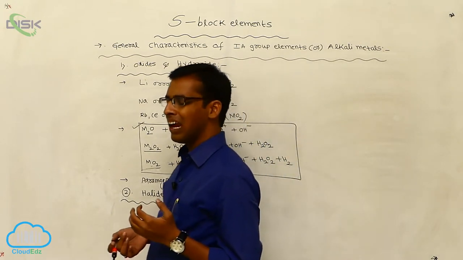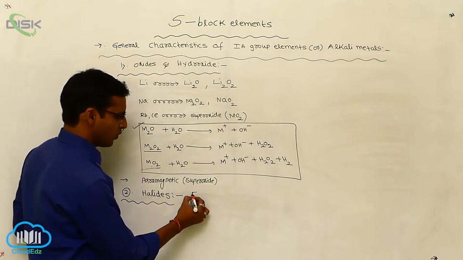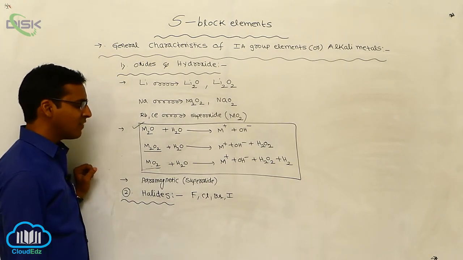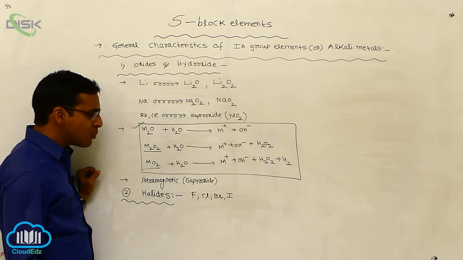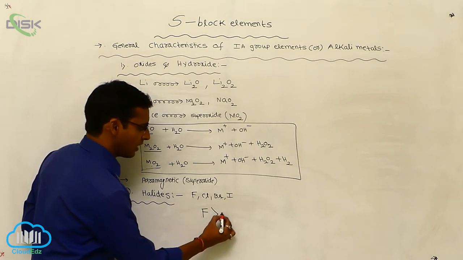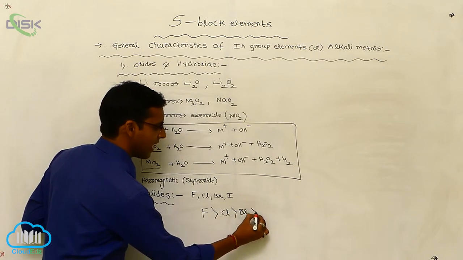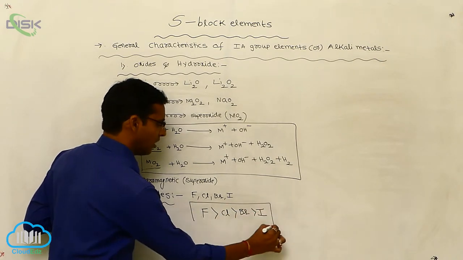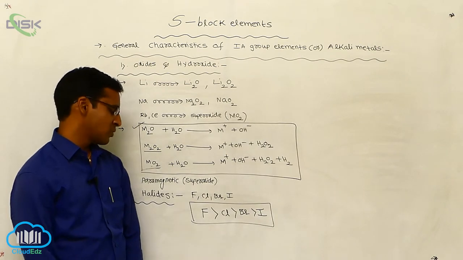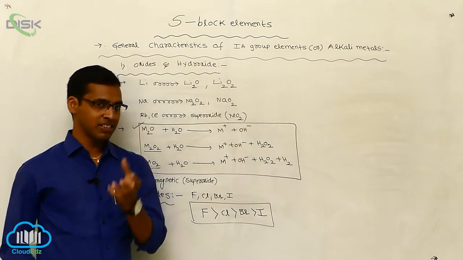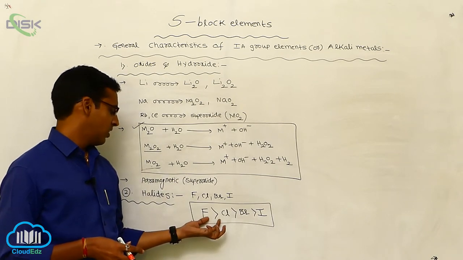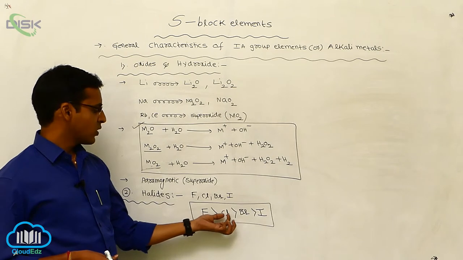In the reactivity of halogens, different types of halogens are there: fluorine, chlorine, bromine, iodine. The reactivity order towards first A group elements is fluorine more reactive than chlorine, than bromine, than iodine. Fluorine is more reactive than chlorine because fluorine has a very small atomic size and is more electronegative, so it is easily attracted.